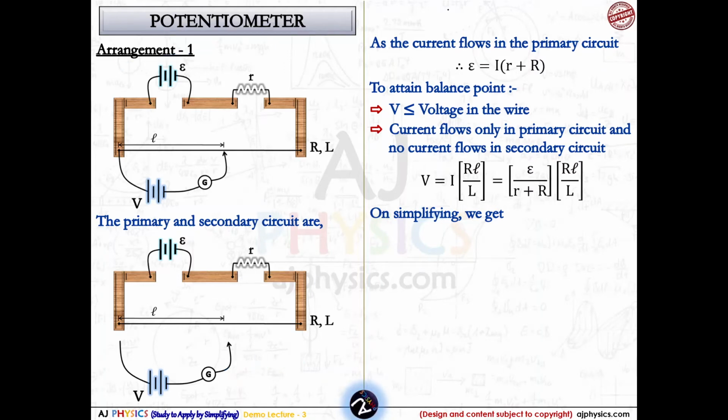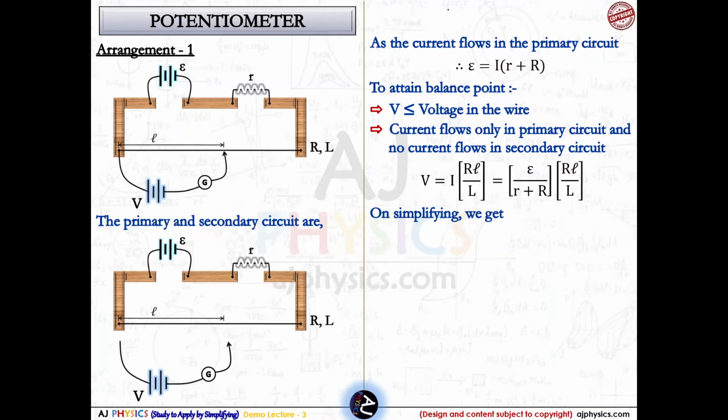Okay, you can keep any resistance here. Why? Because there is a basic difference between TPD and EMF. In the case of EMF, no current flows in the circuit. So if no current flows, we don't require any resistance, or if resistance is present there, that will not make any effect in the circuit.